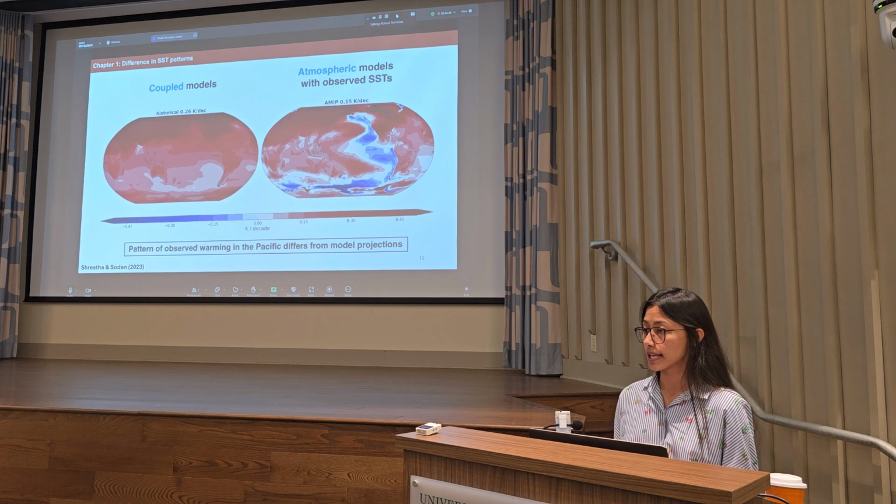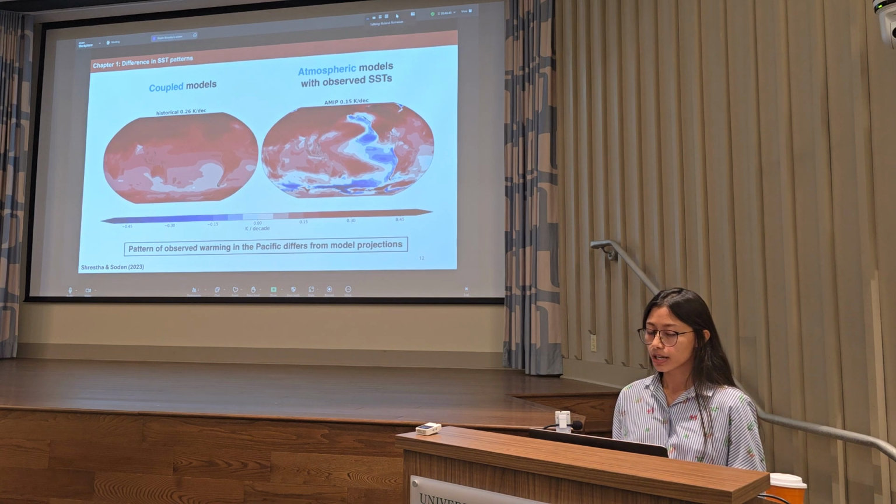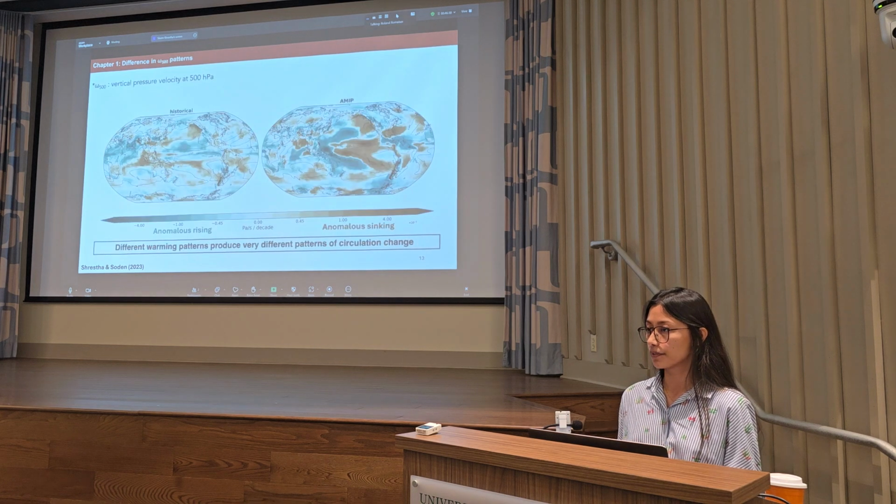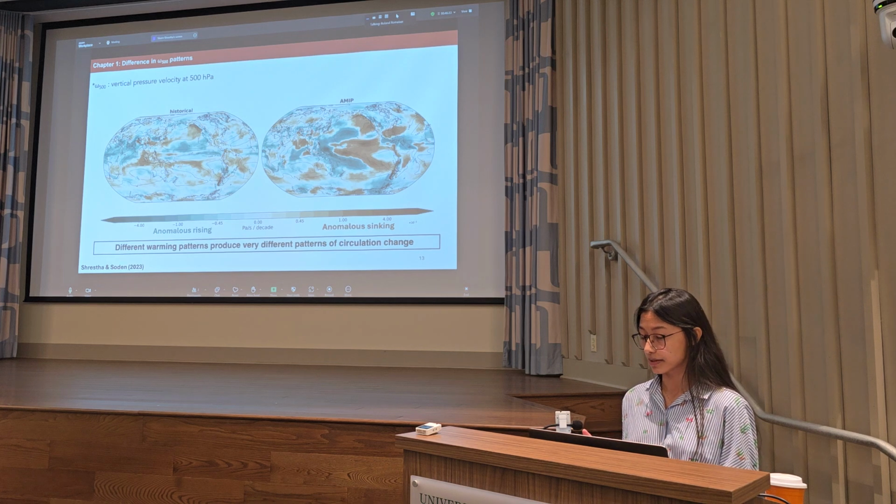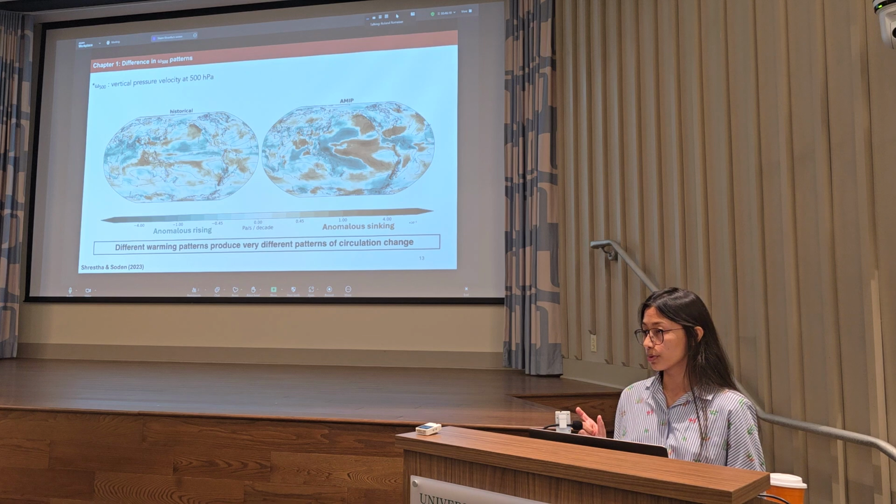This discrepancy in the SST pattern between the coupled models versus the atmosphere-only models is reflected in their respective circulation patterns, where the coupled models show a weakening of the Walker circulation, with weakening of convection along the West Pacific warm pool, the brown shading on the left plot, and also a weakening of subsidence along the Eastern Pacific. Whereas the AMIP models, consistent with an increase in the SST gradient, show a strengthening of the Pacific Walker circulation.